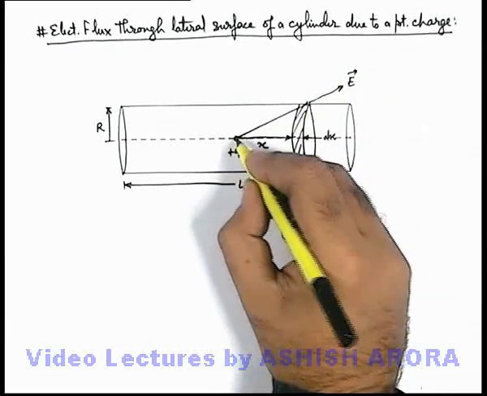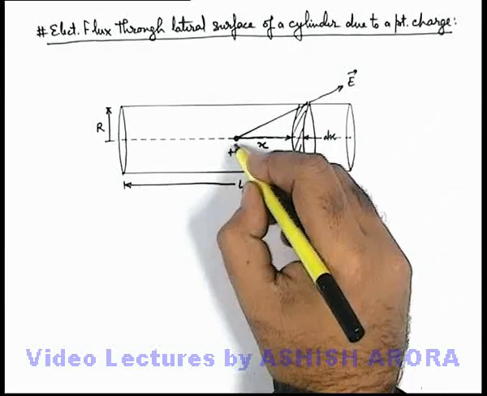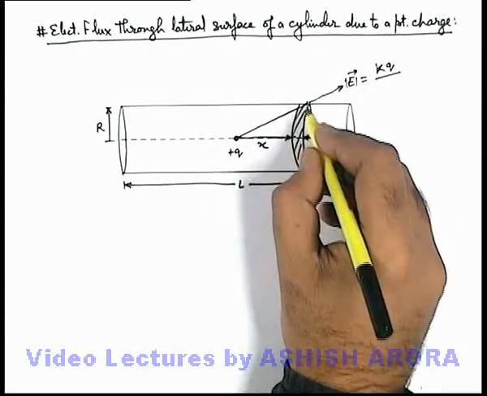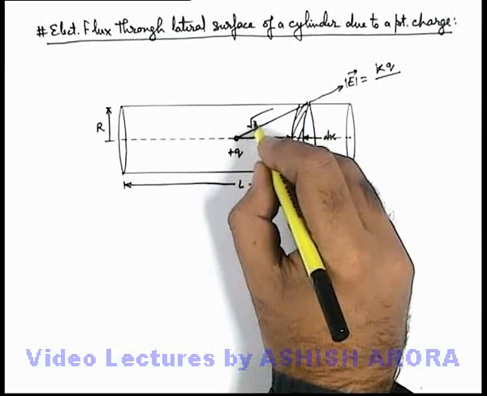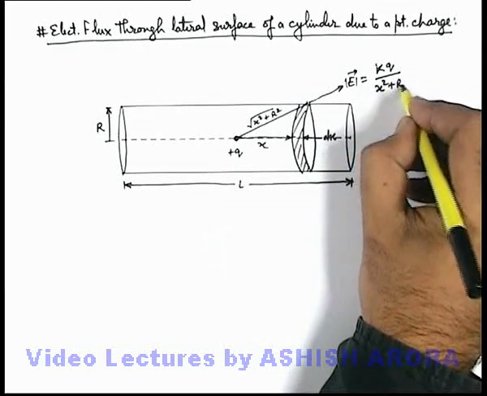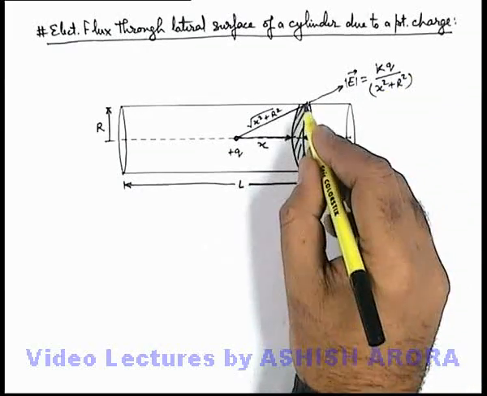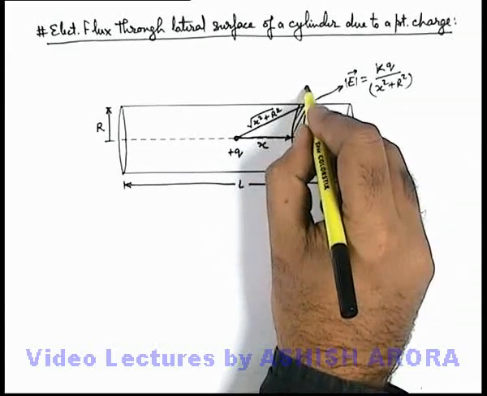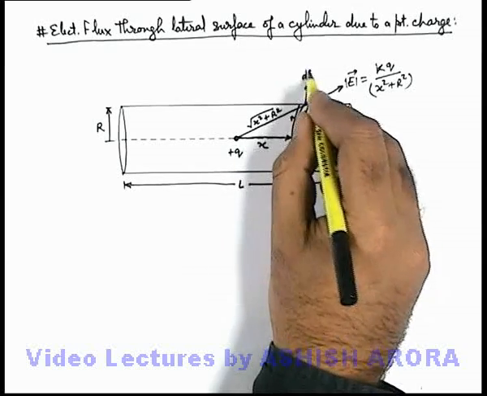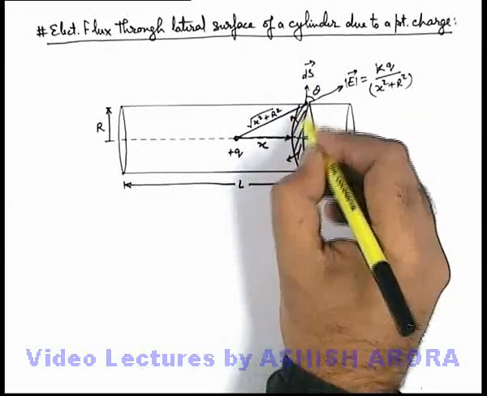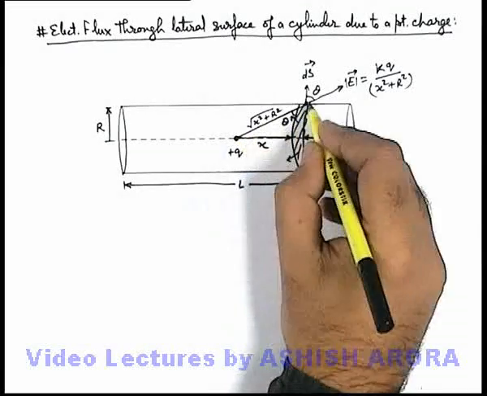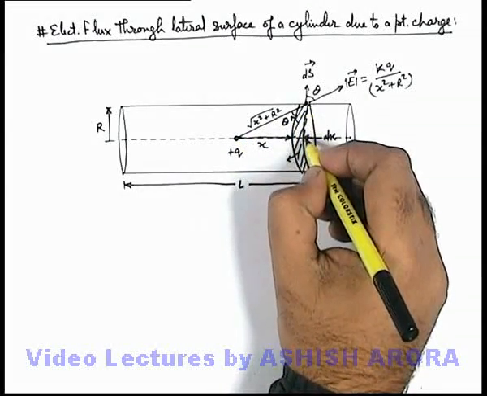is in the radial direction away from the point charge, and the magnitude of this electric field can be given by kq divided by the distance squared, which can be taken as the square root of x square plus r square. So it is kq by x square plus r square. And if we talk about the surface area vector of this element, it will be in the radially outward direction like this. And at every point, the angle between this area vector and the electric field will be theta, which is the same angle which the line joining the charge makes with the radius of the cylinder.